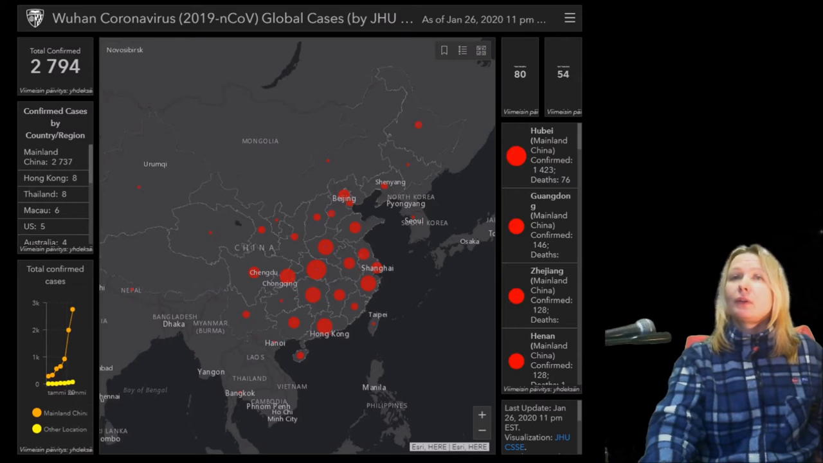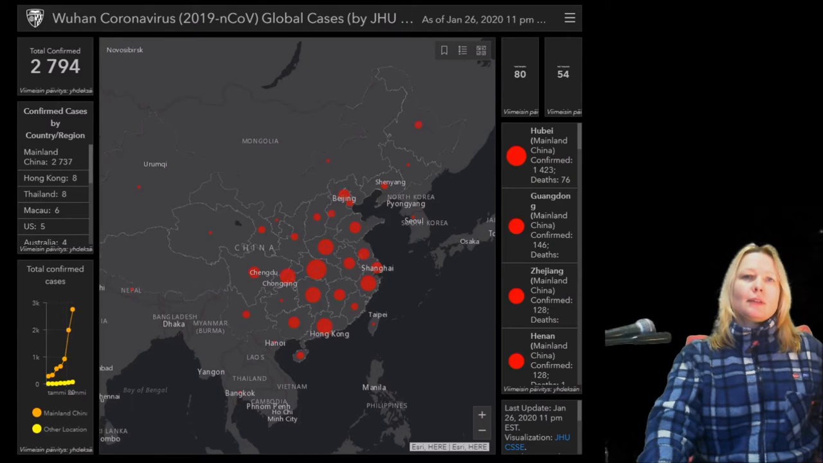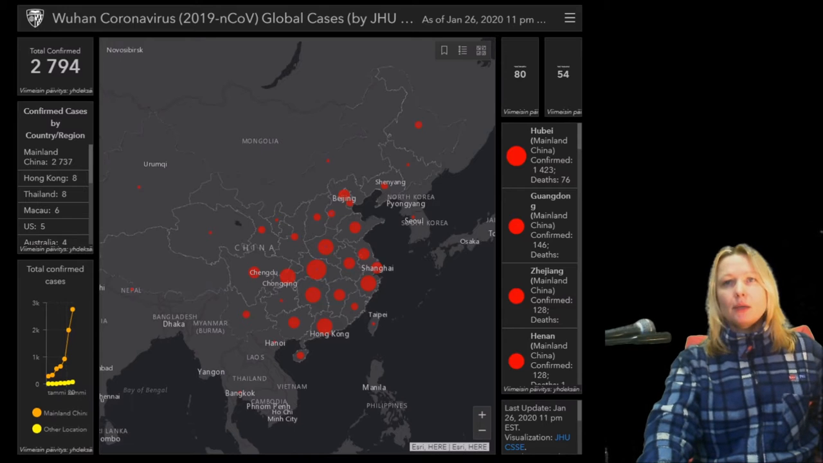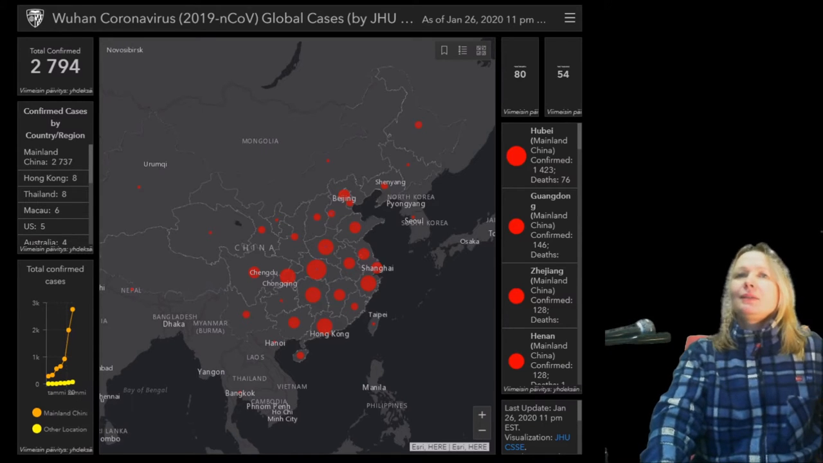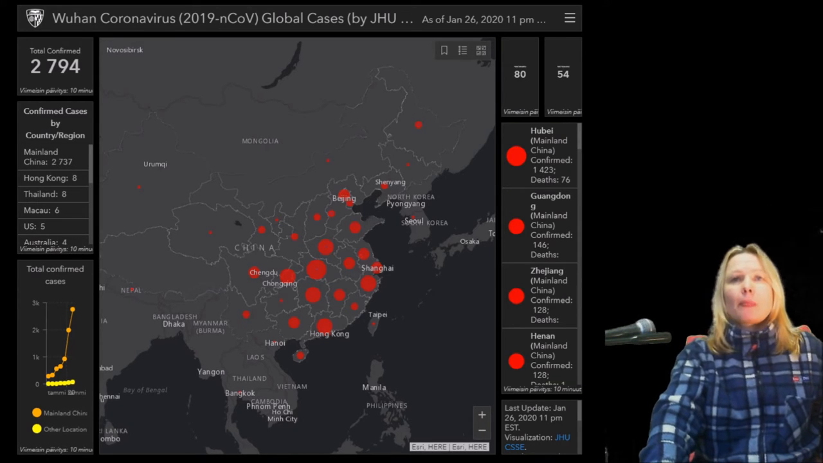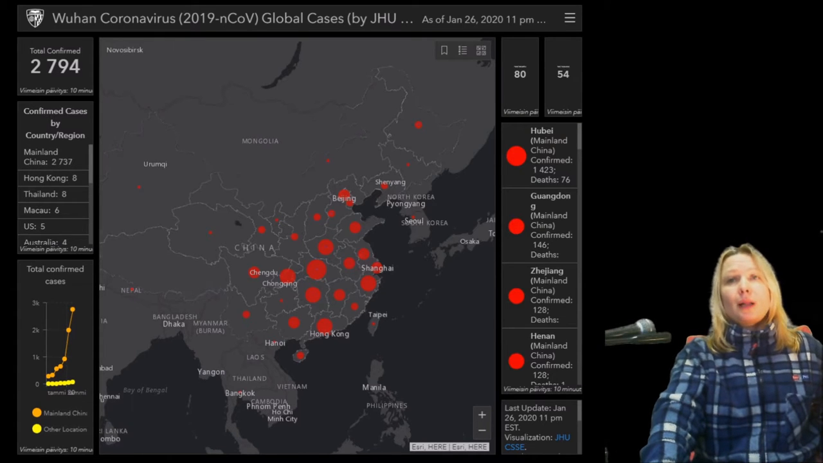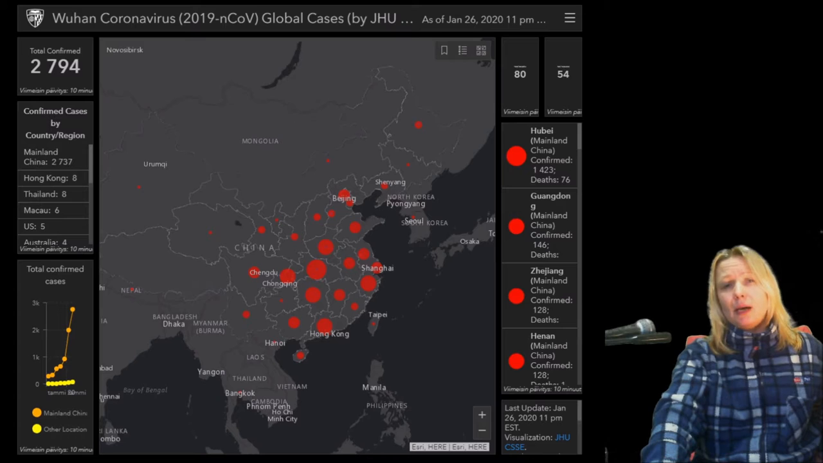A novel strain of the coronavirus, a pneumonia-like respiratory illness, has spread rapidly ever since it first appeared in the Chinese city of Wuhan in late December 2019. At the time of updating this article, there were almost 2,800 confirmed cases of coronavirus across the globe, with more than 98% of the cases coming from mainland China. Five cases of the virus had been confirmed in the US, while the death toll in China had crossed 75 at the time of updating this post. It's now more than 80, the death toll.